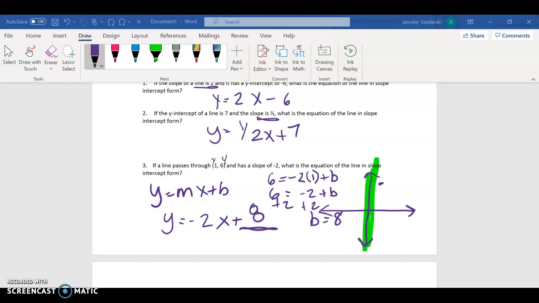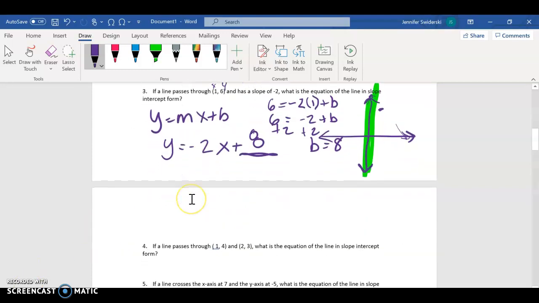Which makes sense. Since I have a negative slope, I'm going down 2 over 1, down 2 over 1. The opposite of going down 2 over 1 is going up 2 to the left 1, up 2 to the left 1. So I know my slope is going down.